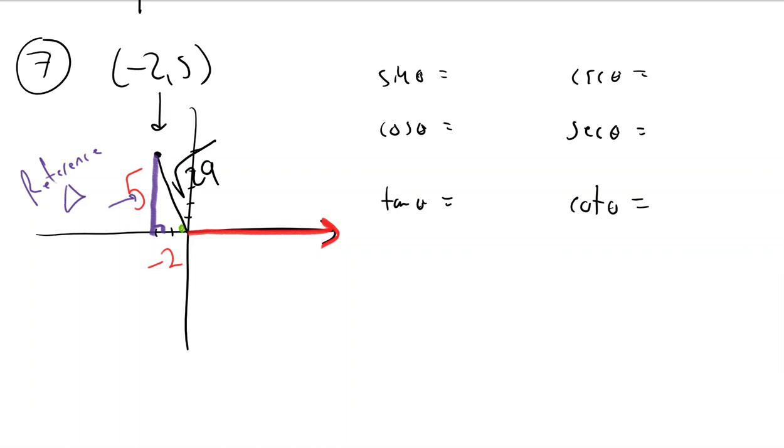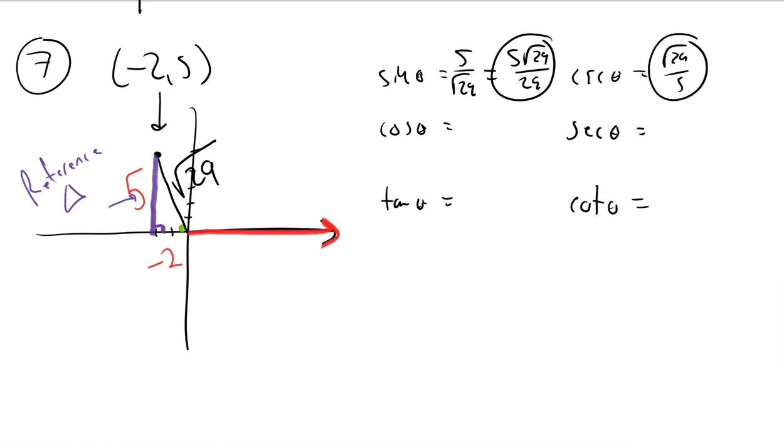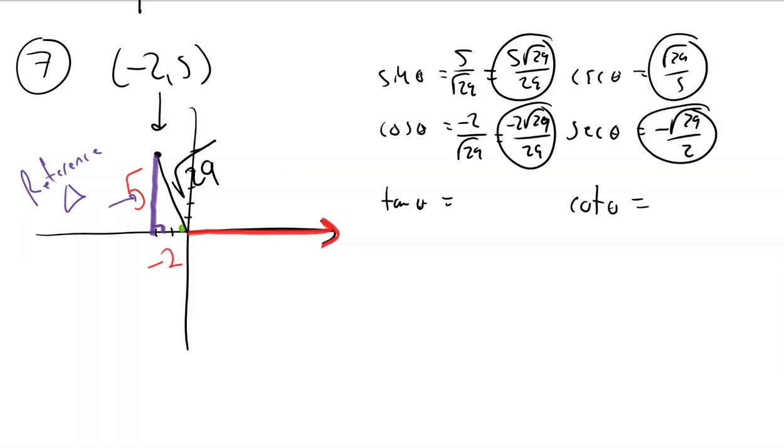So sine is opposite over hypotenuse, and rationalize. Cosine is adjacent over hypotenuse, and rationalize. And tangent is opposite over adjacent.